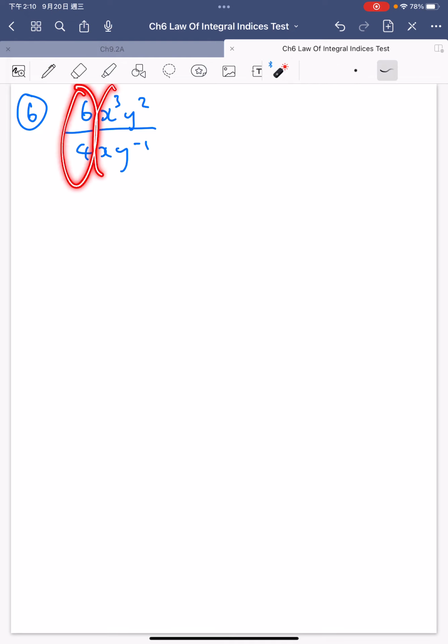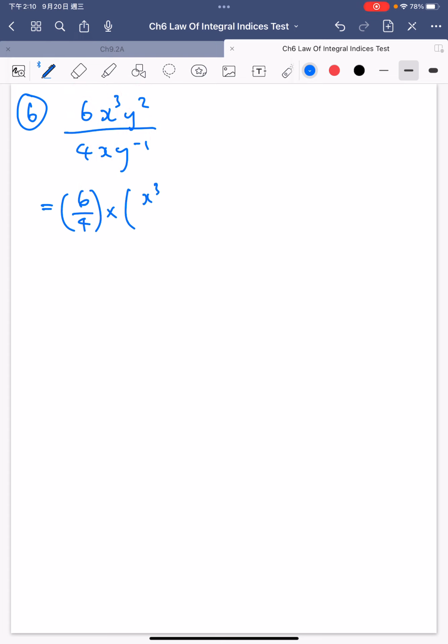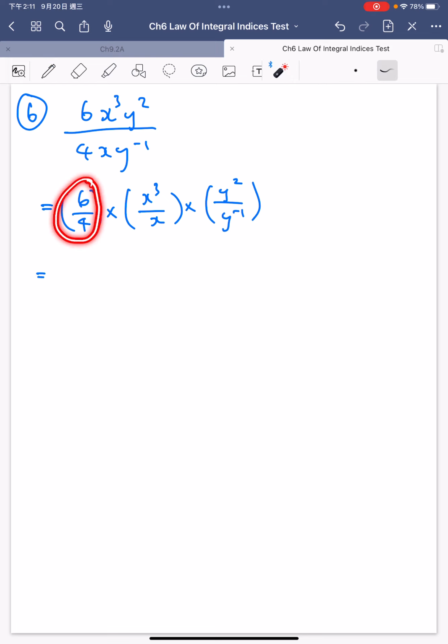Alright, moving to question 6, we have 6x cubed y squared divided by 4x y to the power of negative 1. So we have three parts: the constant parts, the x variable, and the y variables. So we can change it to 6 over 4 times x cubed divided by x times y squared divided by y to the power of minus 1. Because 6 over 4 have the common factor of 2, we can divide both of them by 2. So 6 divided by 2 and 4 divided by 2 to get 3 over 2.